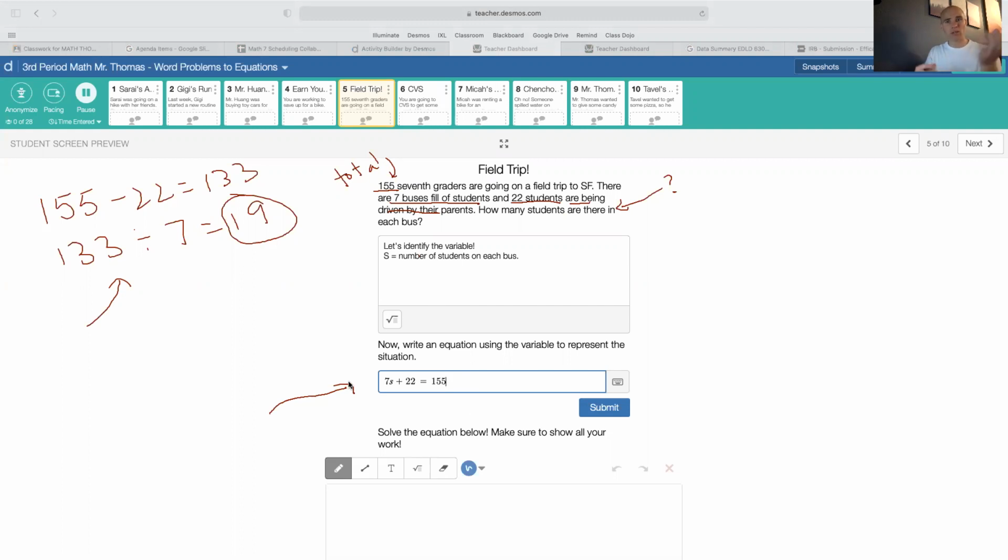I'm saying, okay, I know there's these 7 buses. I know each one has S students on them because I don't know how many that is. I know there's also these 22 that are in the cars. And I know that if I put all those things together, it equals 155. So I'm totaling things up to make a representation. And now I'm going to use the operations that I have up here in my strategy to break that representation down and get the same answer I already got, 19. It's just a different way of doing it and a different way of thinking about things.